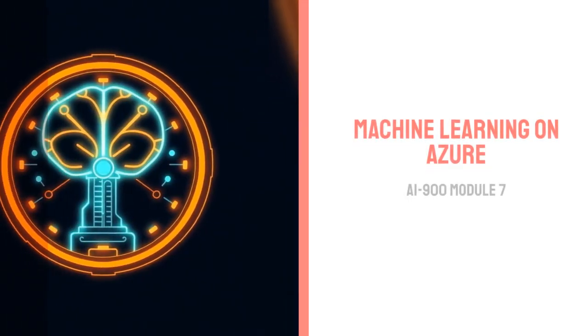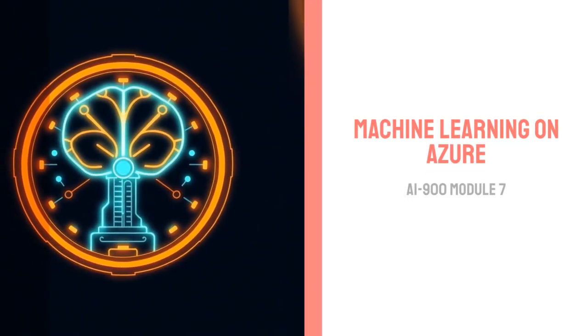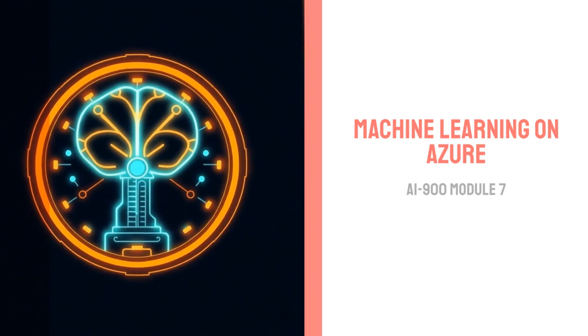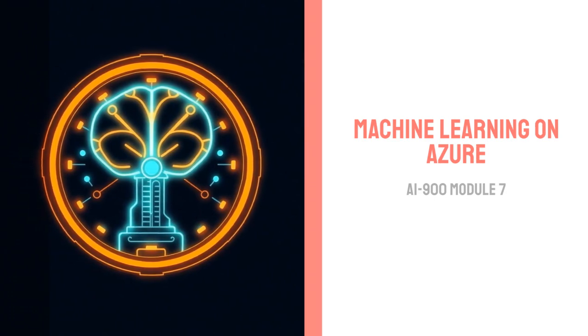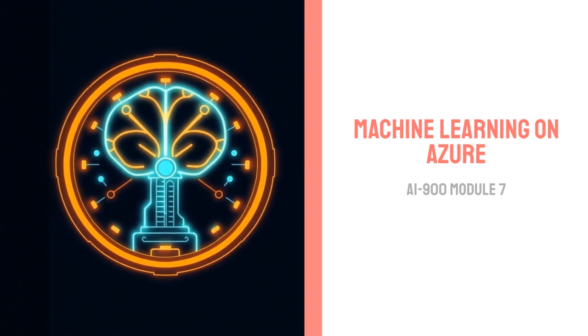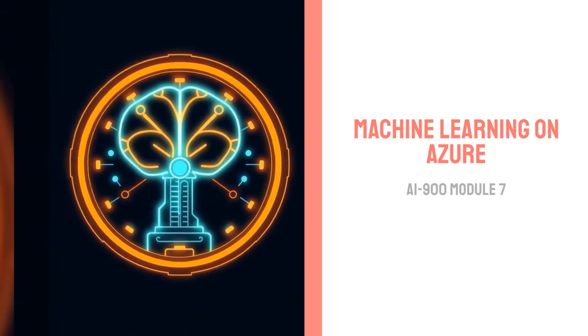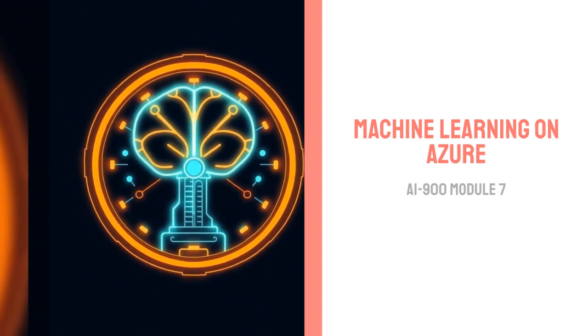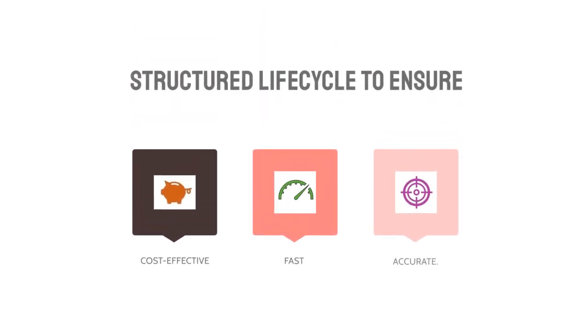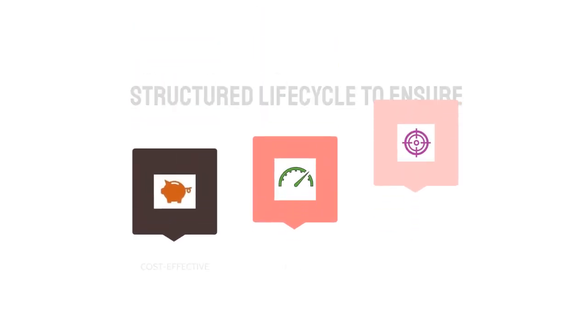Welcome to this module, Machine Learning on Azure. Building machine learning solutions is a core part of modern AI. It involves using data to create models that can make predictions, power recommendations, and provide new insights. This process follows a structured life cycle to ensure solutions are cost-effective, fast, and accurate.